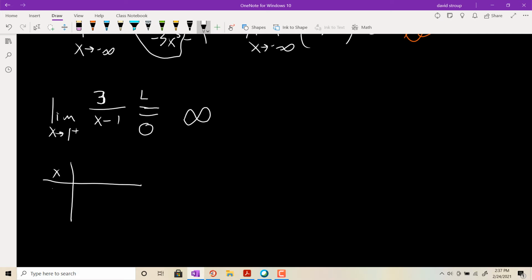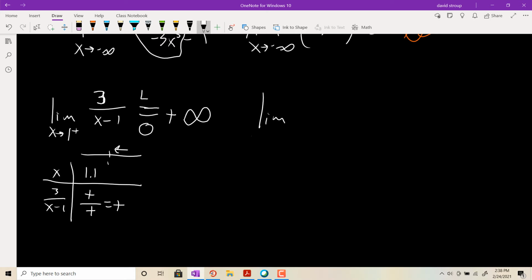So here's my x, and then 3 over x minus 1. I'm coming in from the right. So here's 1, and I'm coming in this direction, so I need to pick something like 1.1. If I was coming in from the other direction, I'd pick 0.9. If you plug 1.1 into 3 over x minus 1, you get 3 over 1.1 minus 1, which is a positive. Positive divided by a positive is positive infinity.